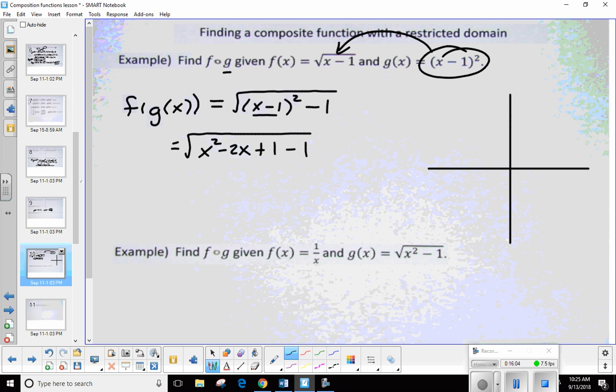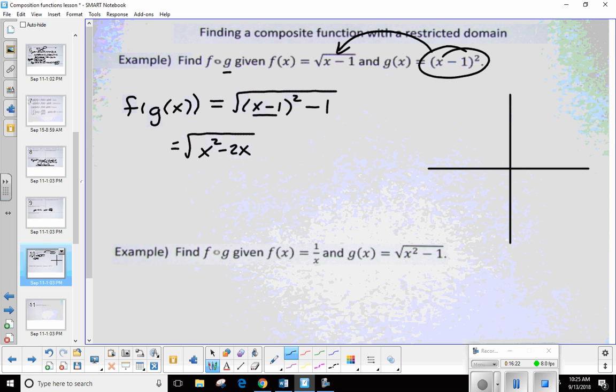But this one's actually pretty nice to me. What happens? Yeah, those cancel, so I can just kind of chop off the end right there. So this is my composite function, the square root of x squared minus 2x. So I'm interested in its domain.